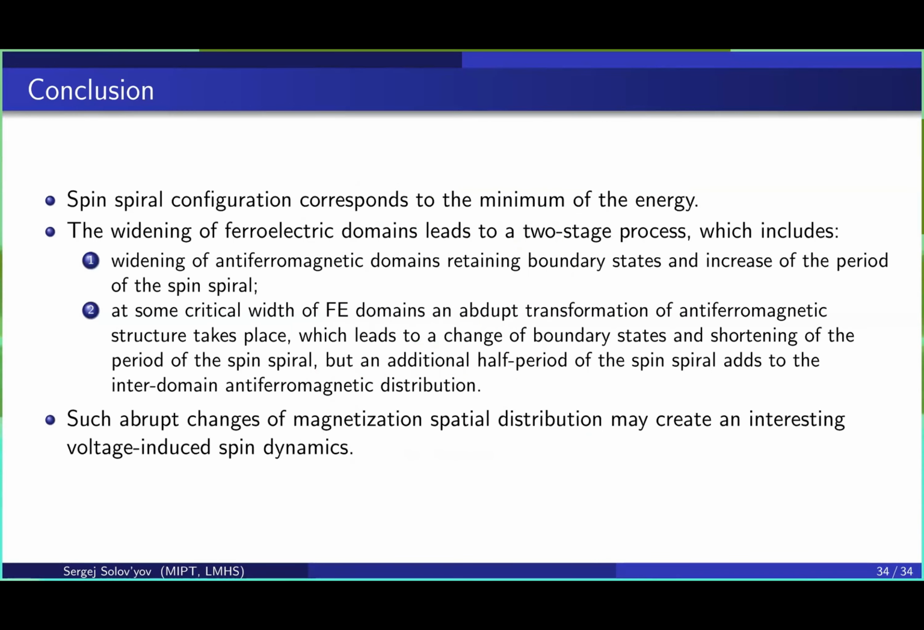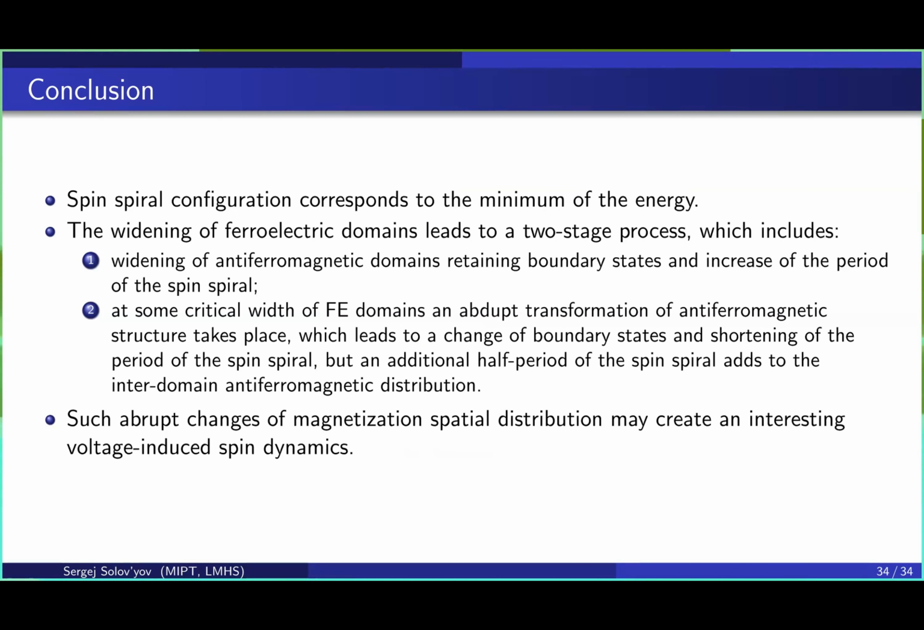And our conclusion is that, first of all, the spin spiral configuration corresponds to the minimum of the energy, and it represents the equilibrium magnetic state of the multiferroic, either in a single crystal state or for a film structure deposited on some substrate.